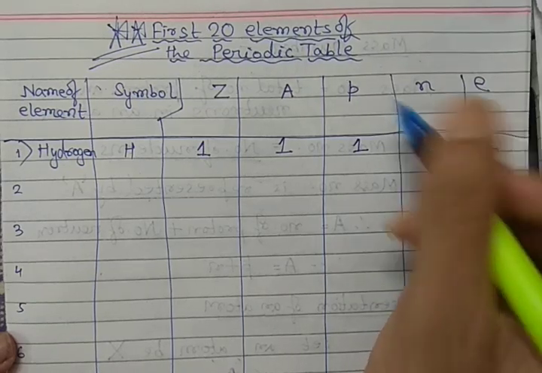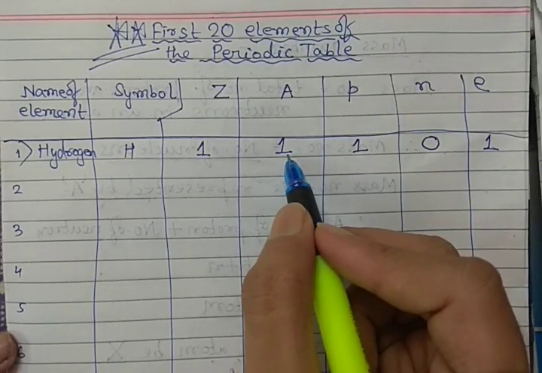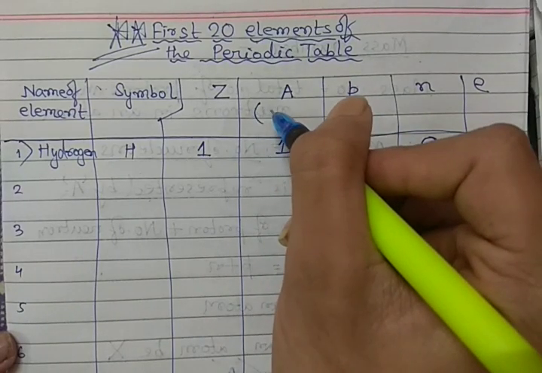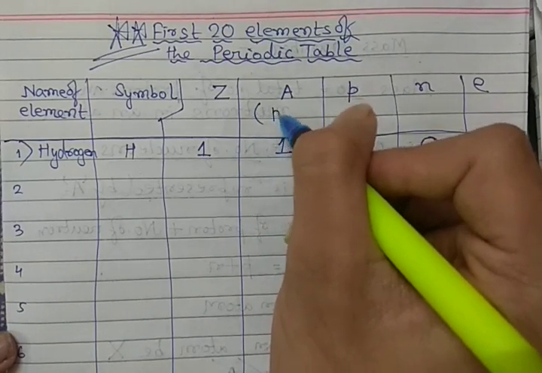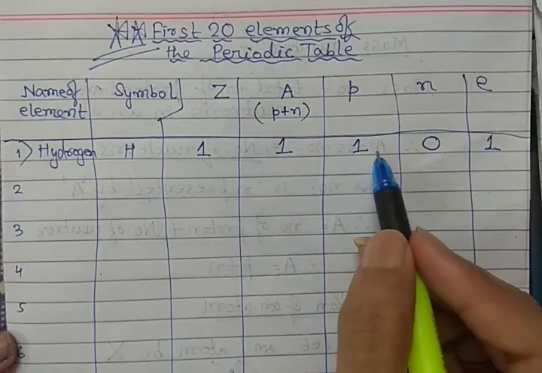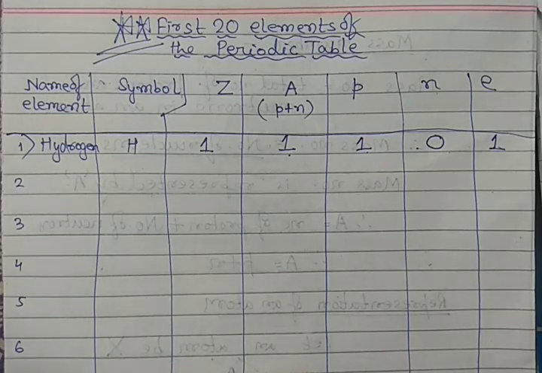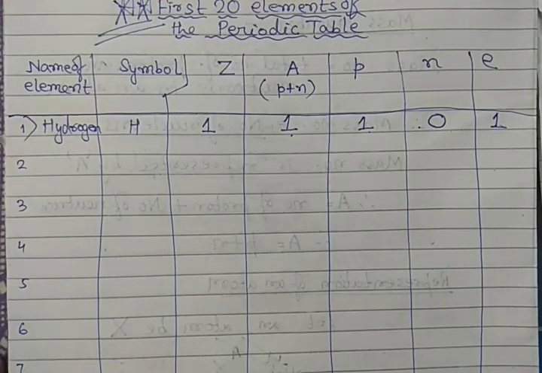That is why its mass number is 1. Okay, because mass number equals to what? Mass number equals to number of protons plus number of neutrons. See, 1 plus 0 equals to 1. Clear? So in this way we can form all the 20 elements.